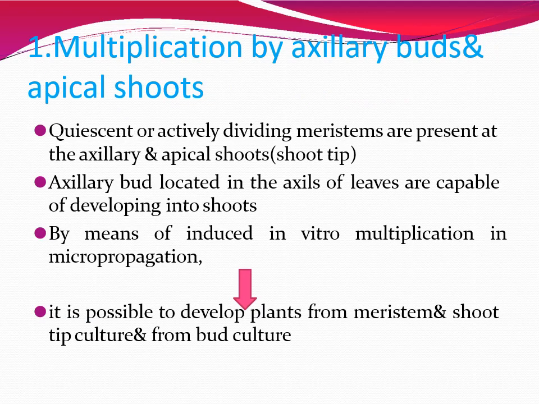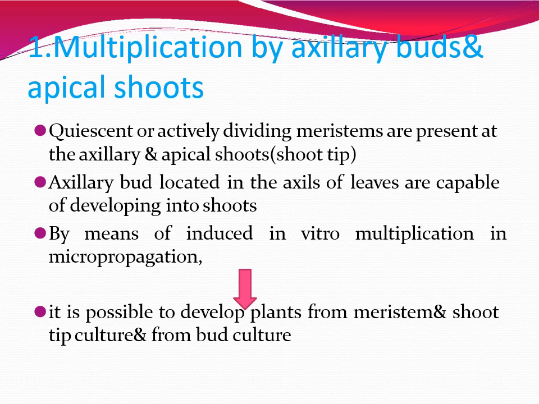So first one is multiplication by axillary bud and apical shoot. Quiescent or actively dividing meristems are present in the axillary or apical shoot. These axillary buds located in the axils of leaves are capable of developing into the shoot, by means of induced in vitro multiplication in micropropagation.